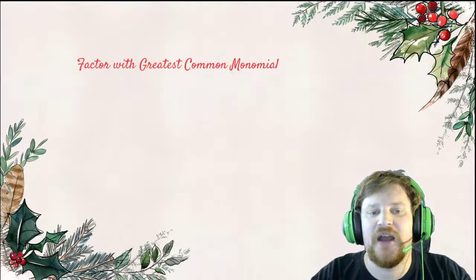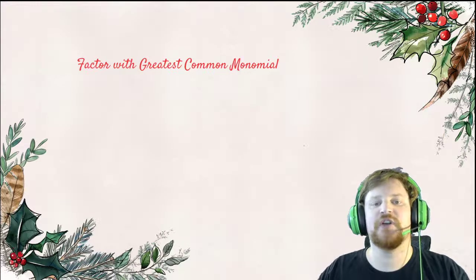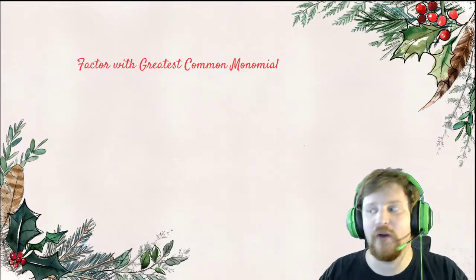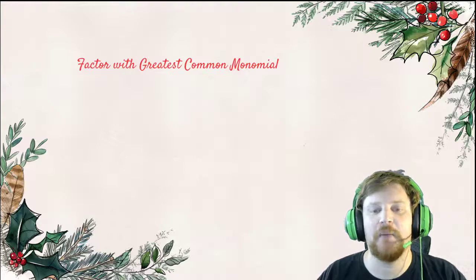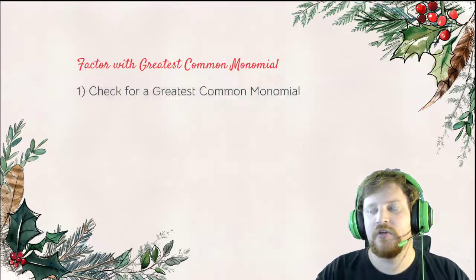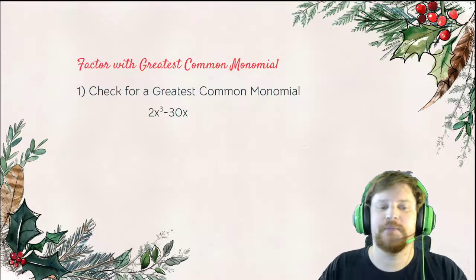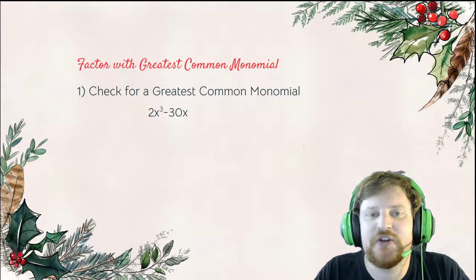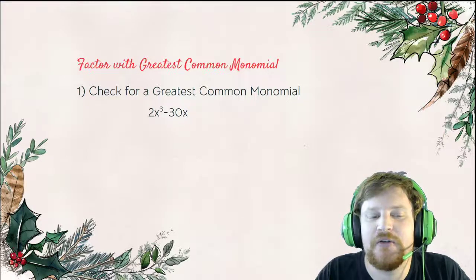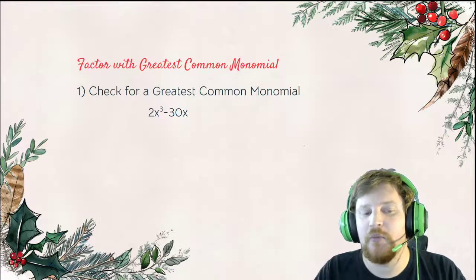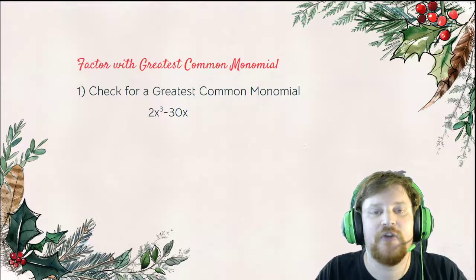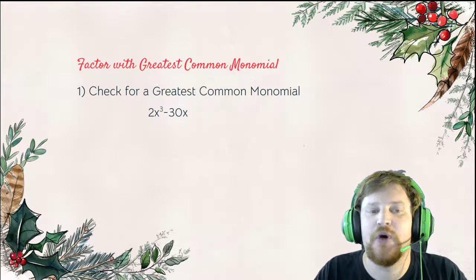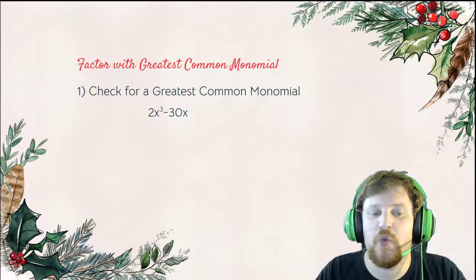First one that we're going to look at is when all the different terms of the polynomial actually have one factor in common. So we start by factoring out the greatest common monomial. So take a look at this one, 2x cubed minus 30x. Well, hopefully you guys can take one look at that and notice that both of the numbers, the 2 and the 30, are even. Therefore, they're both divisible by 2. Both terms have at least one x in it.